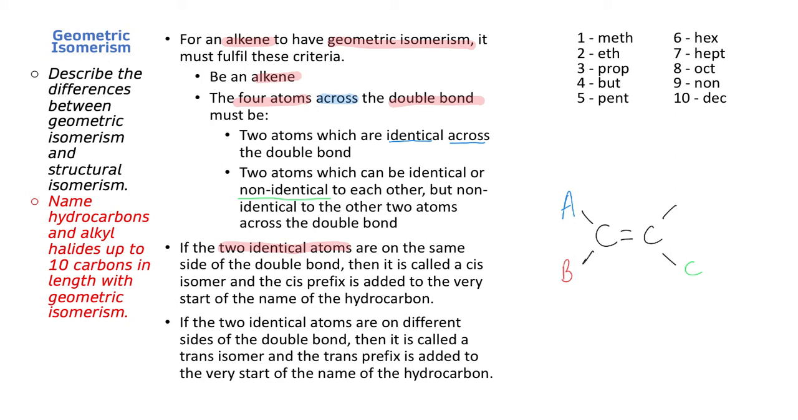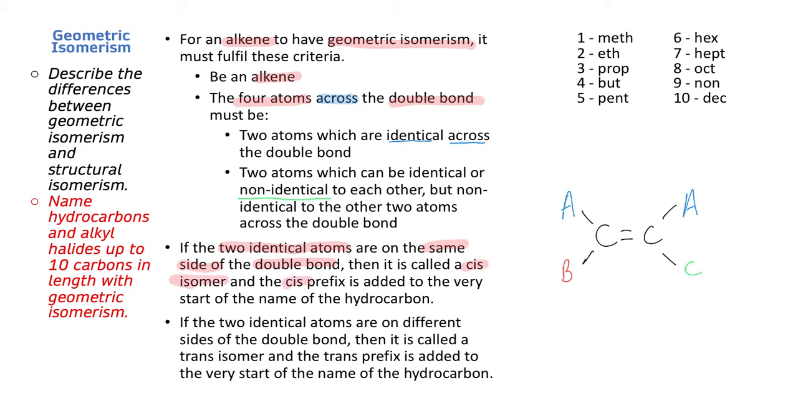Okay, if the two identical atoms are on the same side of the double bond, so same side means this side here, this arrangement where we're on this side here and this side here. Alternatively, it could also just be the two bottom sides as well. If they're on the same side of the double bond, it's called a cis isomer.